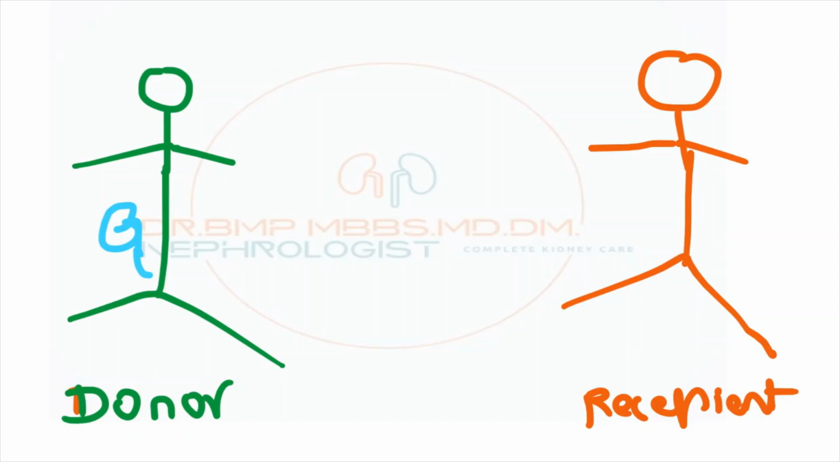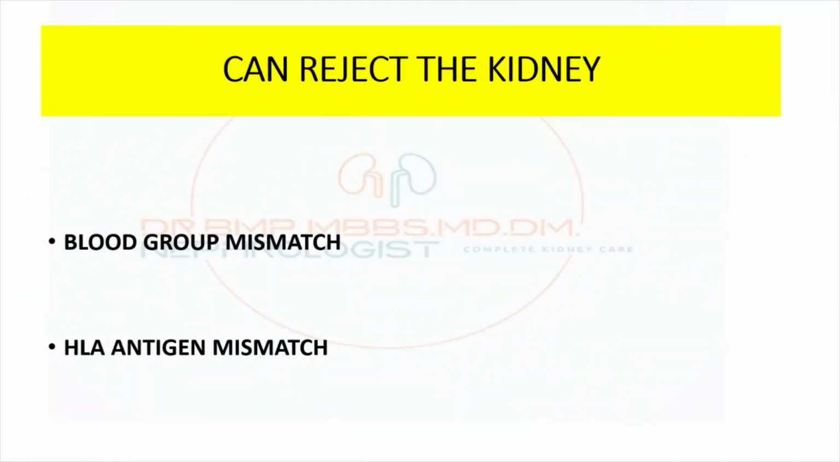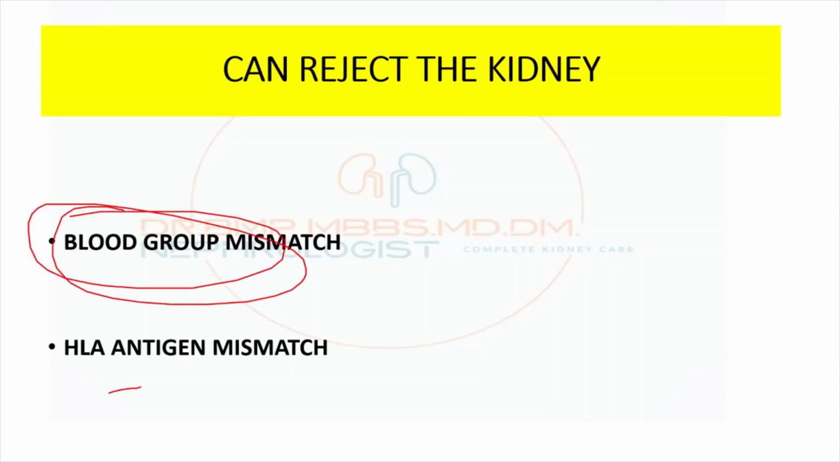So the concept goes like this, just a summary of the introductory part. Donor donating the kidney to the recipient. So what can occur? The recipient can reject the kidney because of blood group mismatch or HLA antigen mismatch. Blood group mismatch, as I told, we will see in a separate video. In this series we are seeing the HLA antigen mismatch. So our role is to detect the HLA antigen mismatch so that we can avoid hyperacute rejections.